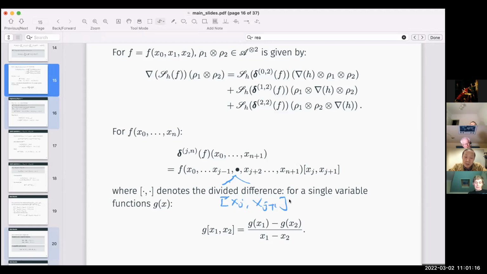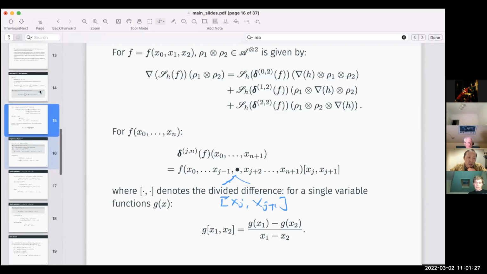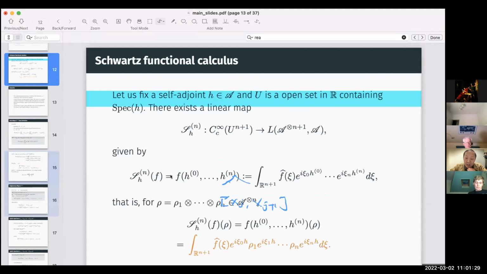structure behind. Could you come back to the page where you had maps from the tensor power of A to A? Okay, yes, this definition. So these are linear maps between the tensor power and A itself. It has some structure, the structure of an operad, which I guess is the right language.